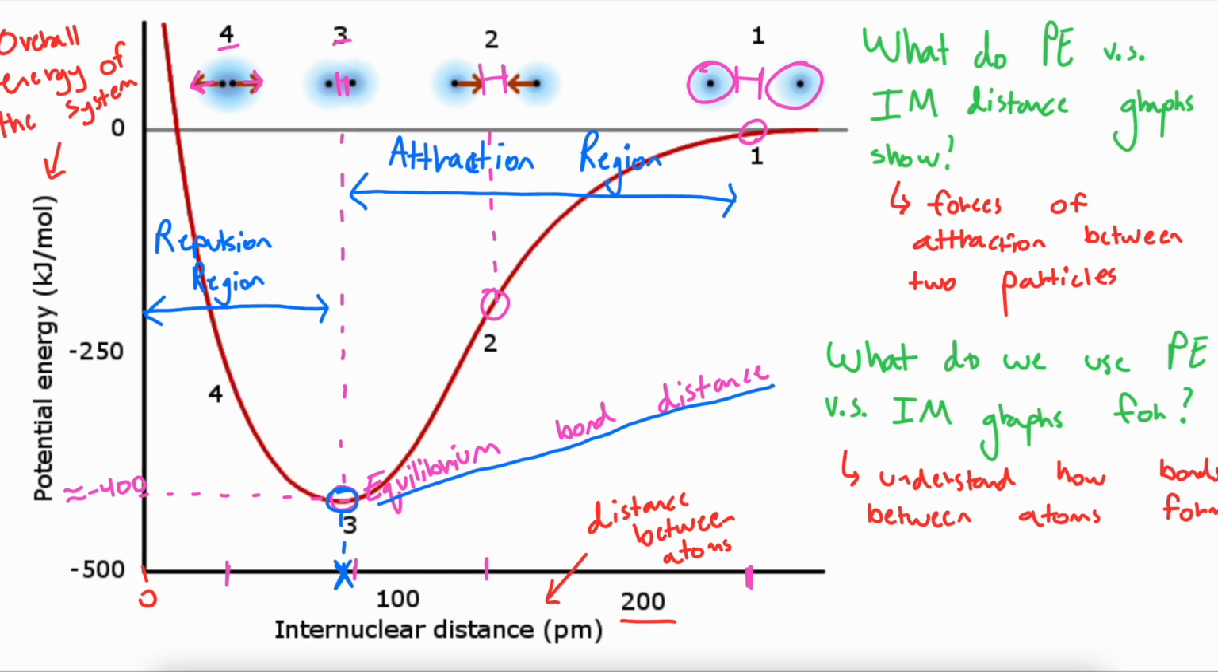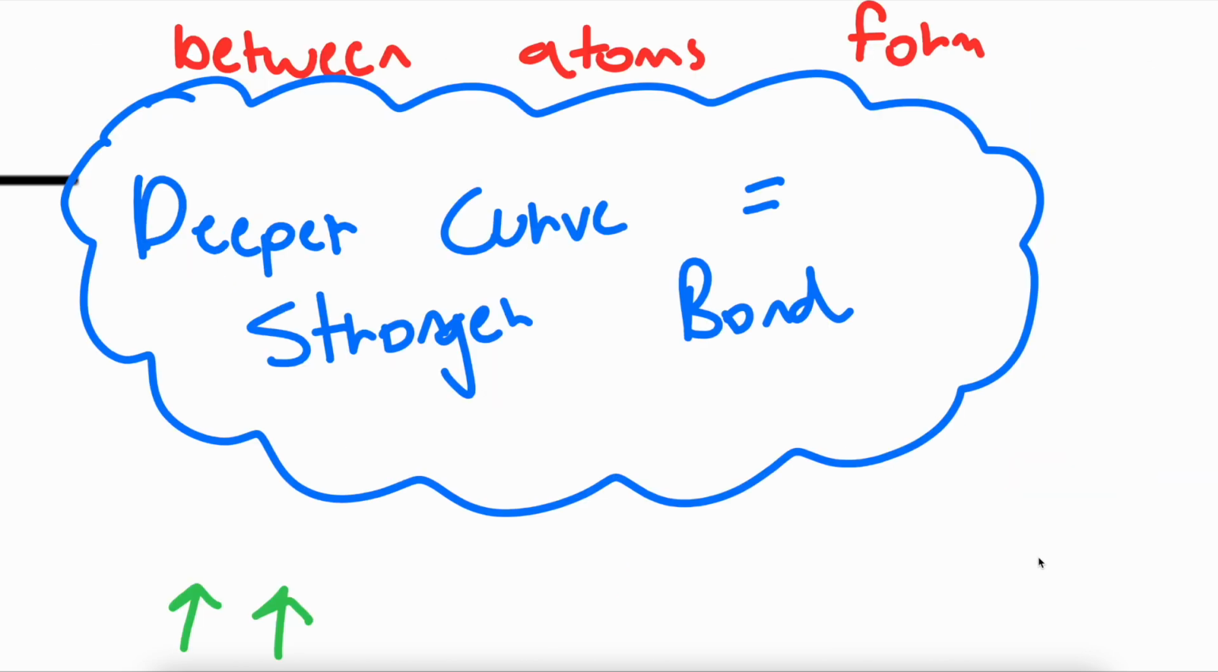Before I move on to the factors that can affect our curve, I want to make one thing abundantly clear, which you might have already derived from this walkthrough. The deeper our curve, or the smaller our potential energy value, the stronger the bond. I really, really want you to write this down, star it, jot it, underline it, highlight it, whatever you need to do.